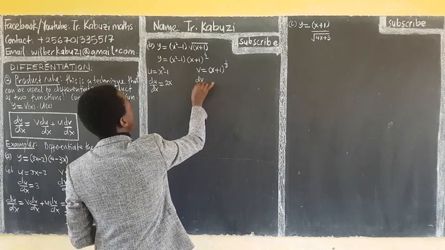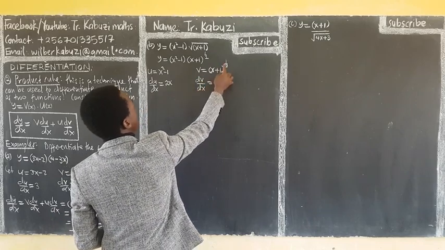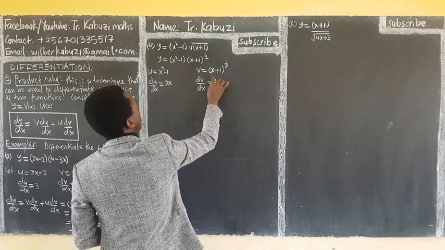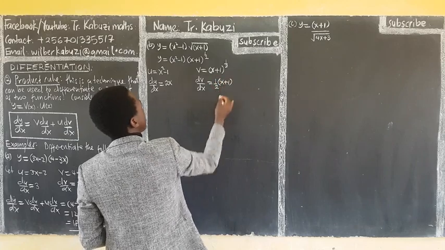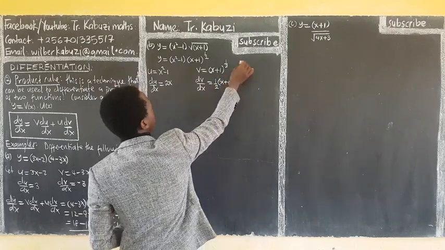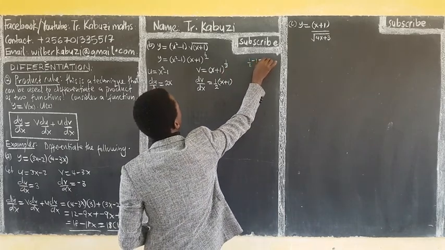So the dv/dx is going to be the same. You lower the power and maintain the bracket, then reduce the power by 1. Subtract 1 from a half, and I get negative a half.